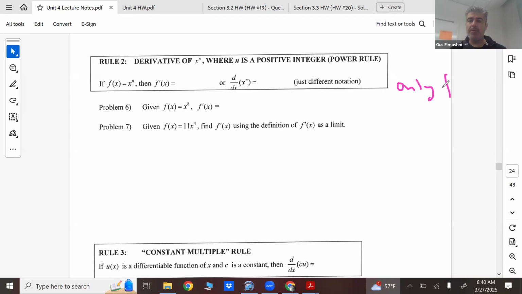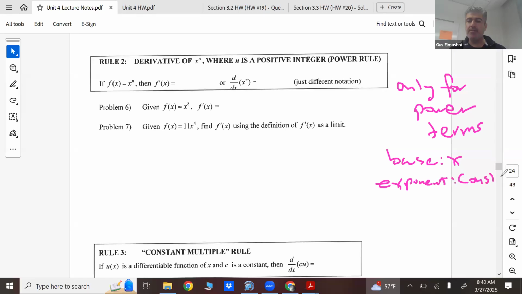This is only for power terms. There's actually a formal proof. I don't know if we'll get to that. We'll see if we do. Only for power terms, meaning the base is x, the exponent is a constant. Very important. So it's just this, n times x raised to the n minus 1. So you move the exponent to the front, drop it by 1.